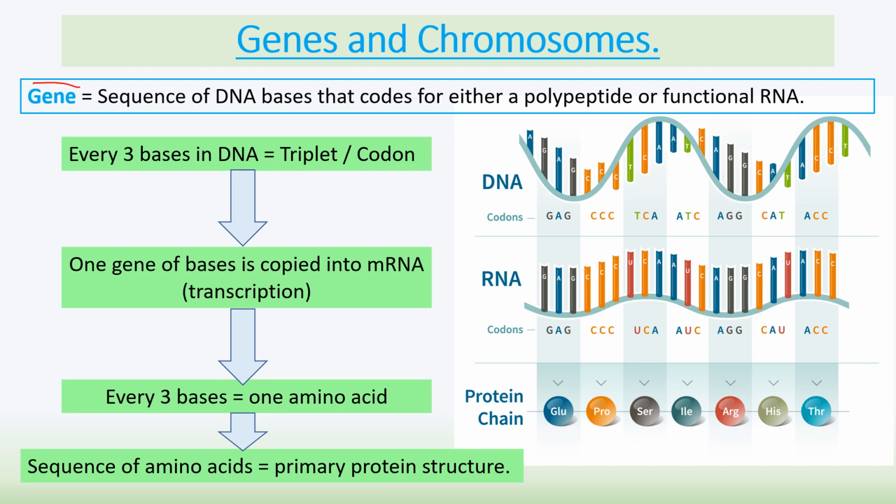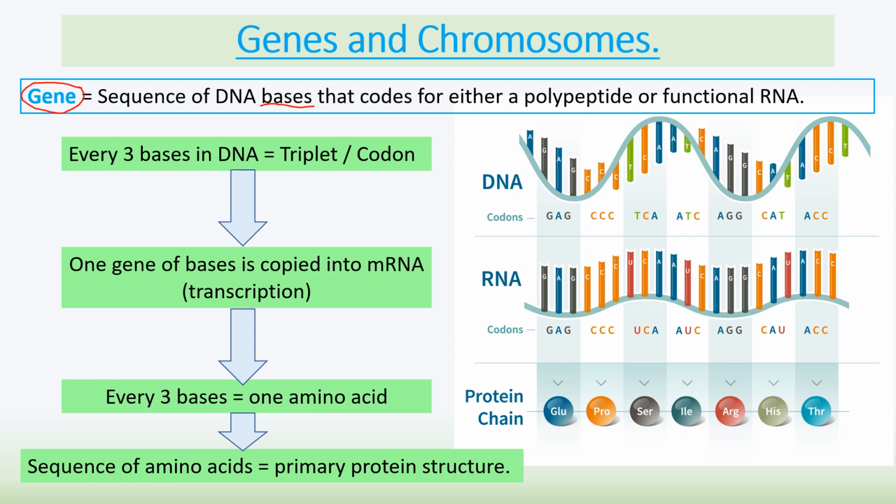Now, we won't go into this now, but just to inform you, we'll often talk about the term genes when it comes to DNA. A gene is a sequence of DNA bases. By that we mean the letters, the code that code for either a polypeptide or a functional RNA molecule. So functional RNA is something like tRNA, which we'll talk about later, which allows the creation of proteins.